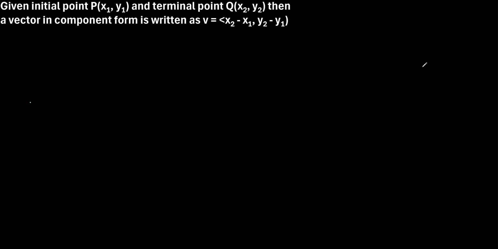So if we want to visualize this, if we have some vector with an initial point P and we say the coordinates are x1, y1, and we know that the terminal point, if we want to label that Q, with coordinates x2, y2, then to write this vector in component form, we simply need to do x2 minus x1, comma y2 minus y1. So let's work through a couple examples and see what that looks like.